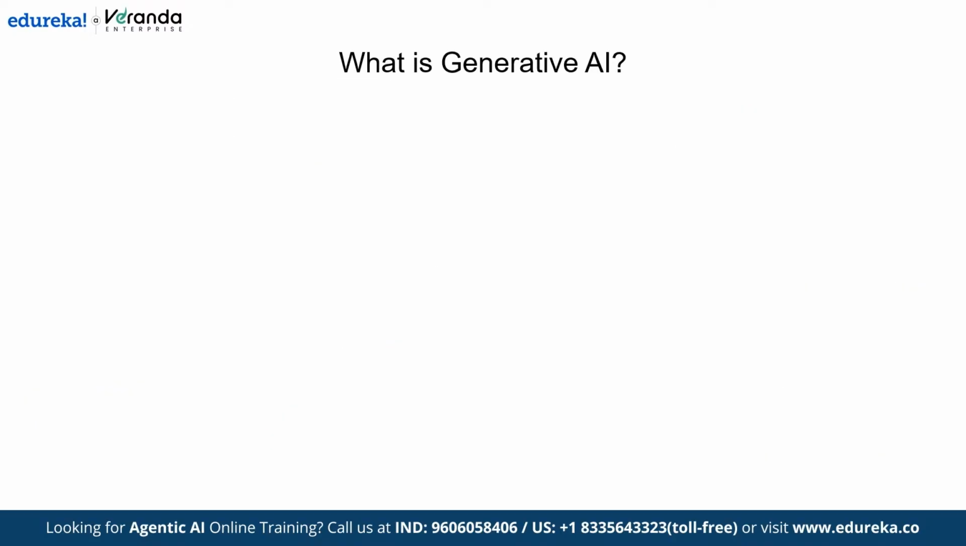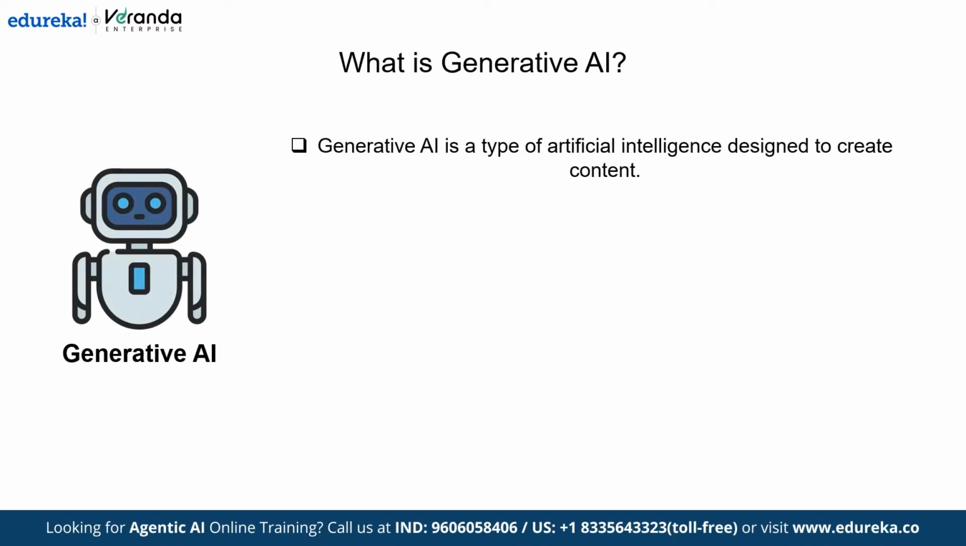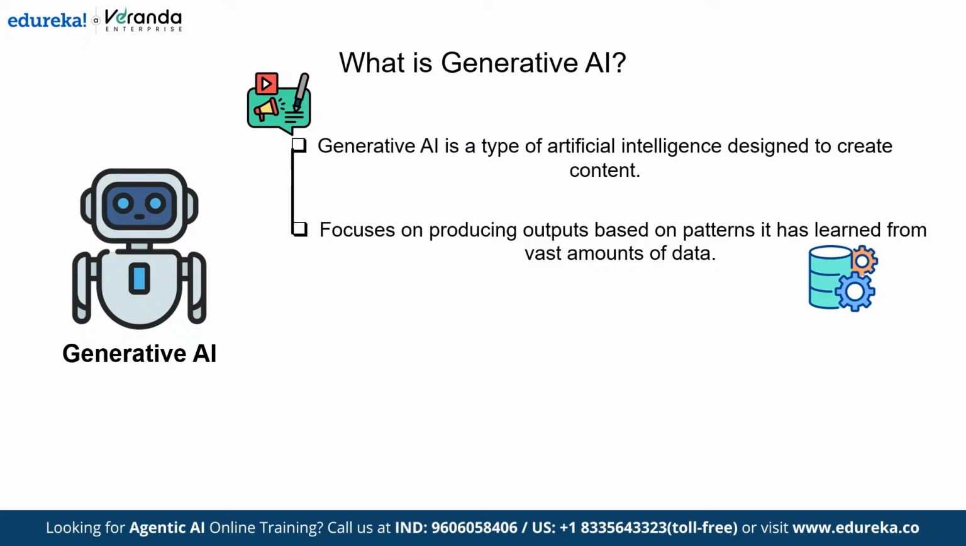Let's first break down what generative AI is. Generative AI is a type of artificial intelligence designed to create content, whether it's text, images, music, or even code. Instead of making decisions or even taking action on its own, it focuses on producing outputs based on the patterns it has learned from vast amounts of data.